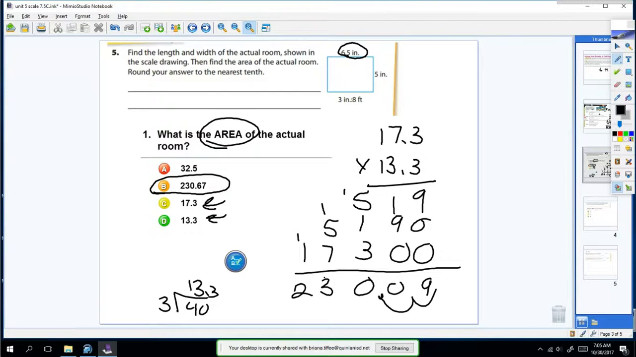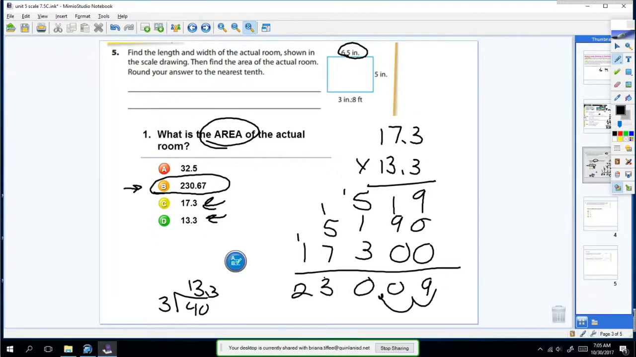But when you just do it by hand, I believe you do get this. It is early in the morning, though. I can't make mistakes. No, I am correct. You get 230. So I'm going to change this answer today, and let's just round it to the nearest whole number. So it'll be 230. Okay?